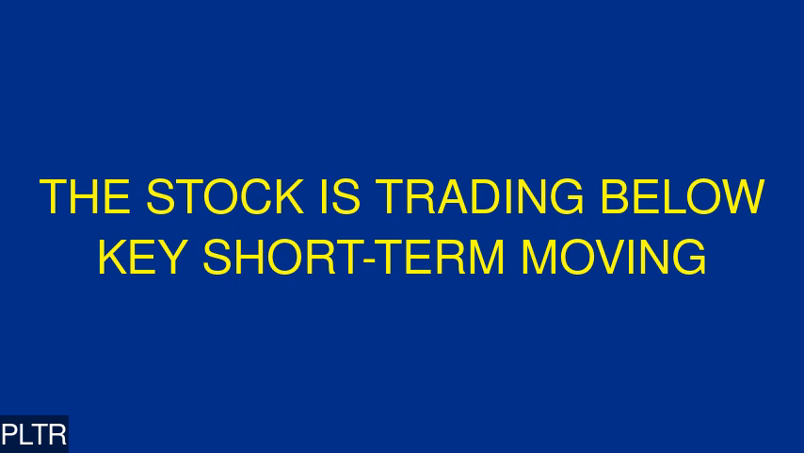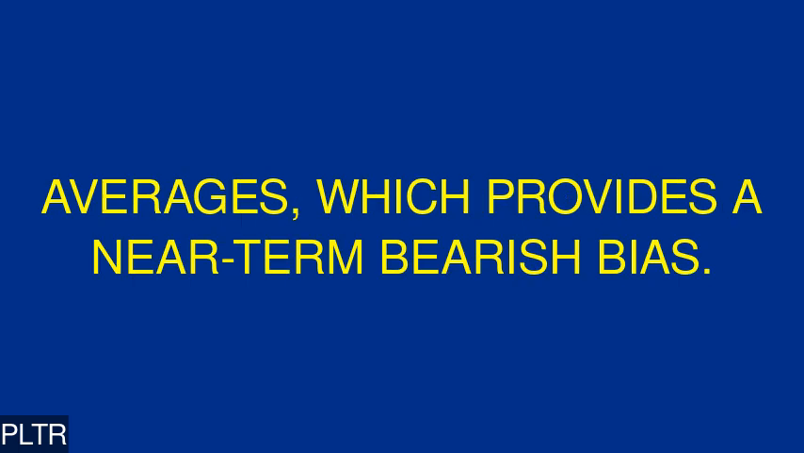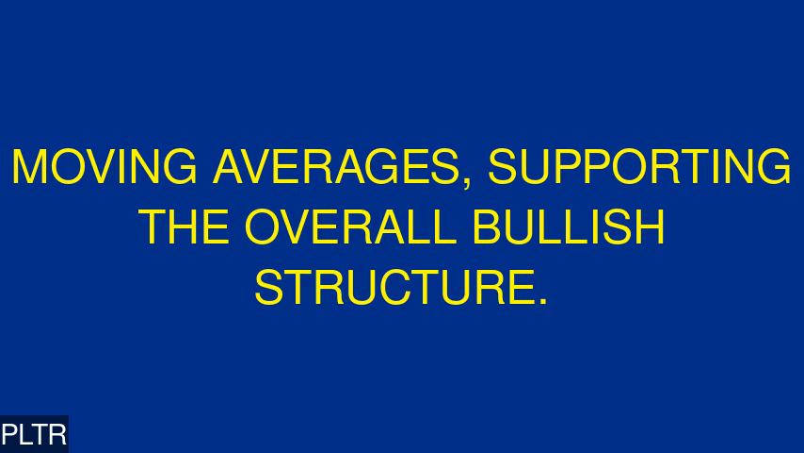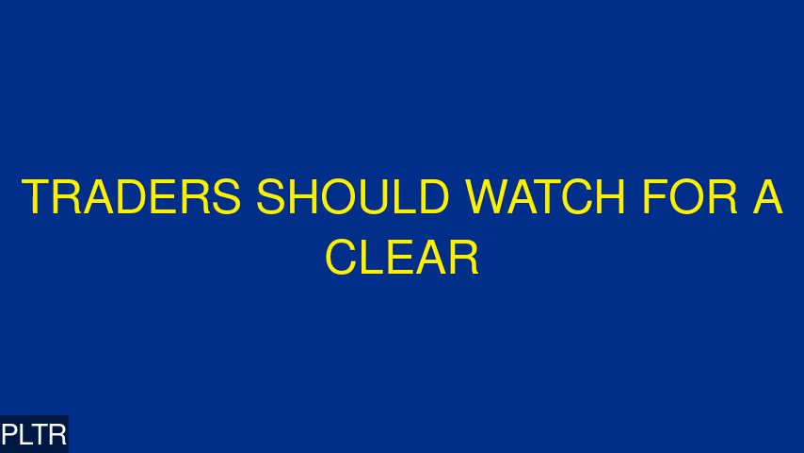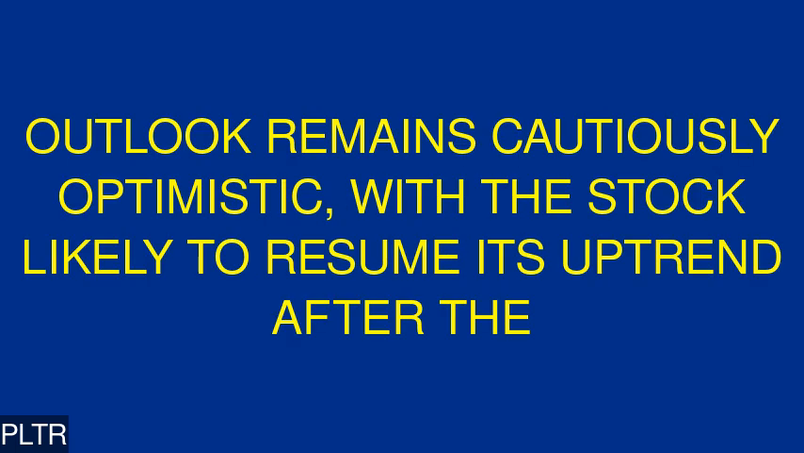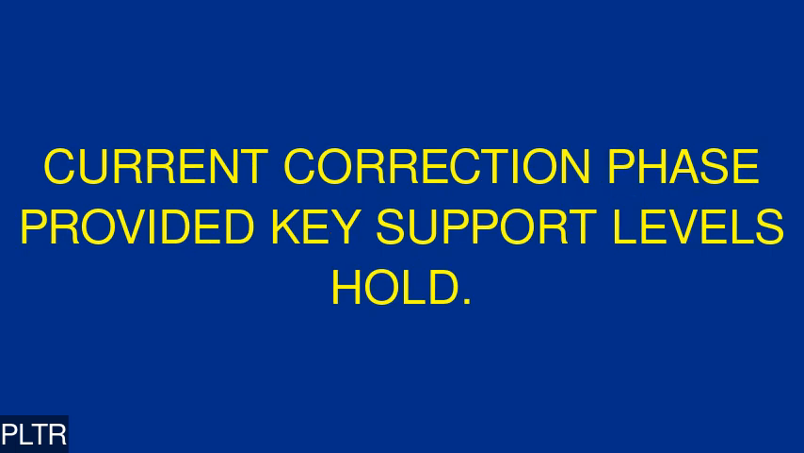The stock is trading below key short-term moving averages, which provides a near-term bearish bias. However, it remains above the medium-term moving averages, supporting the overall bullish structure. Traders should watch for a clear break above 158.42 for bullish confirmation or below 153.0 for bearish signals. The overall outlook remains cautiously optimistic, with the stock likely to resume its uptrend after the current correction phase, provided key support levels hold.